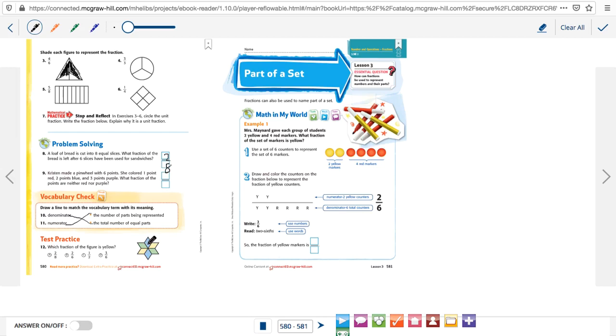If it helps, you can always do little dots. So 1, 2, 3, 4, 5, 6. Sometimes that helps students so they don't keep counting over and over again. So we know there's 6 parts and that we can count that 2 of those are yellow, so 2/6 would be the correct answer. So we'll go ahead and fill that in.